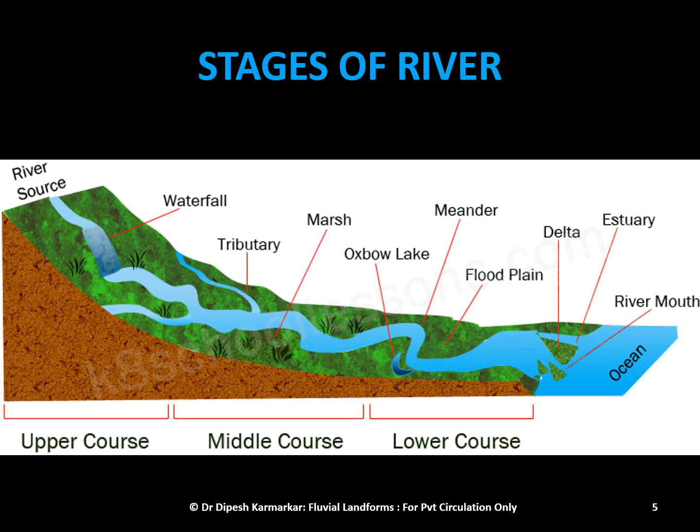This diagram shows the three stages of a river from its youthful stage in the mountain to its old stage near the sea, and how the valley shape changes at each stage.